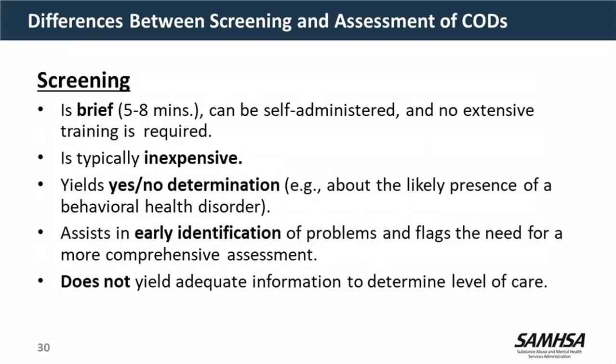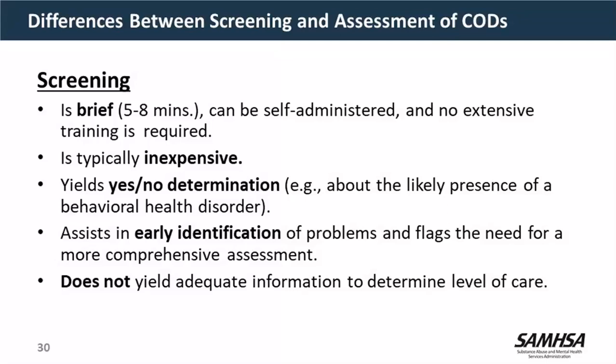So real quickly, I'm not going to spend a lot of time on this because I think people are pretty familiar with the differences here. A screening is a really brief yes-no decision about whether there's a likelihood of somebody having a behavioral health disorder, whether it's a mental disorder, substance use disorder, a likelihood for suicide risk, or other types of things. But it's basically just a quick 5 to 8 minutes, which is typical for administering a screening.